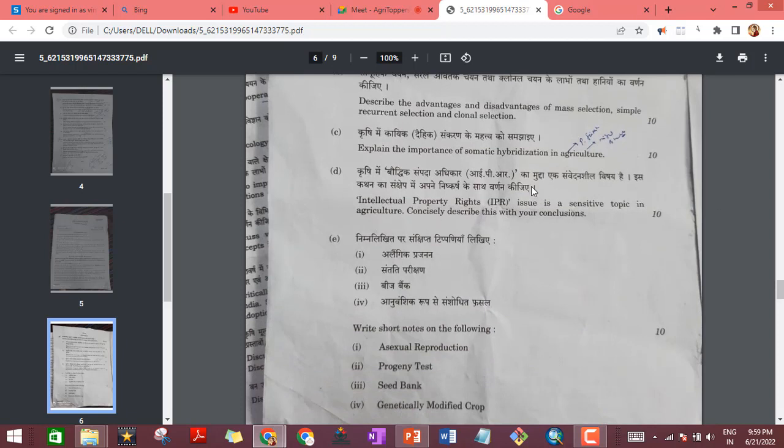Next, IPR issues, these are also asked every year. If they ask about IPR issues and all, you should definitely write about PPVFR. So such things, all organizations should come to your mind every now and then. Like if I ask intellectual property rights in agriculture, definitely you should write PPVFR. If you don't write PPVFR, assume that half a mark is gone. Sorry, in a sensitive topic in agriculture.